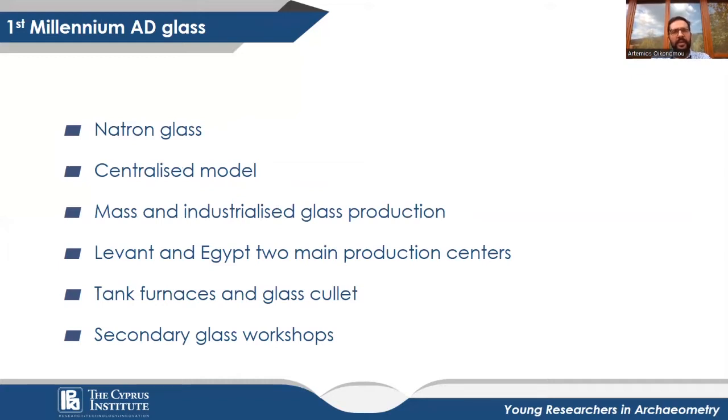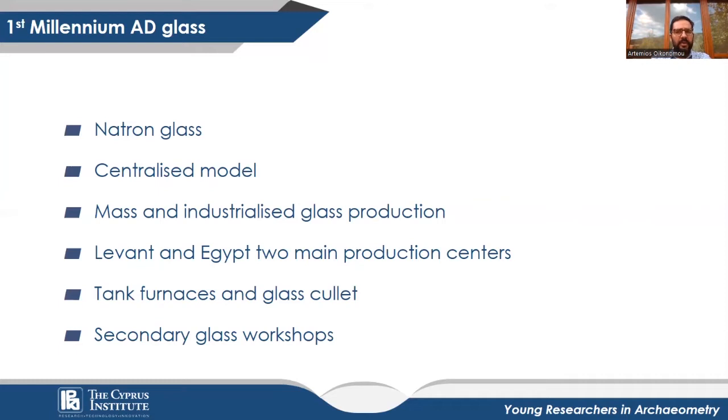During the first millennium AD, we are talking mostly about natron glass. This is the type of glass prevailing in Europe and especially in the Eastern Mediterranean and Middle East region. The glass during this period is mass-produced following the basic model of glass production, the so-called centralized model, and this is really the result of the invention of the glass blowing technique, as we will see more specifically in a bit. We can consider glass as industrialized by the massive numbers of glass objects and raw glass.